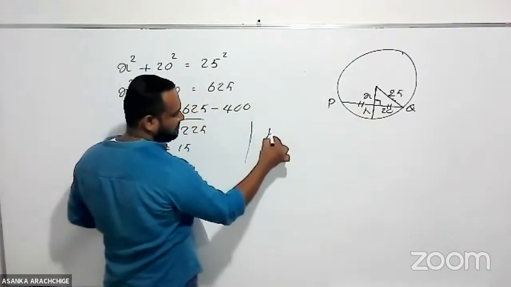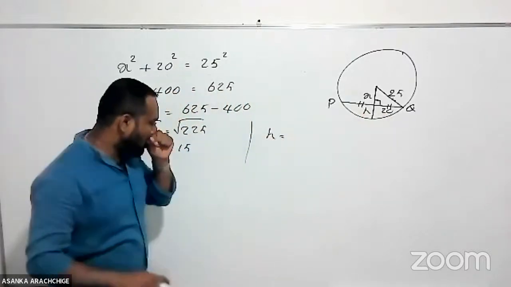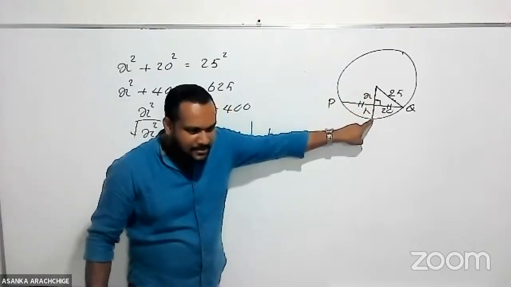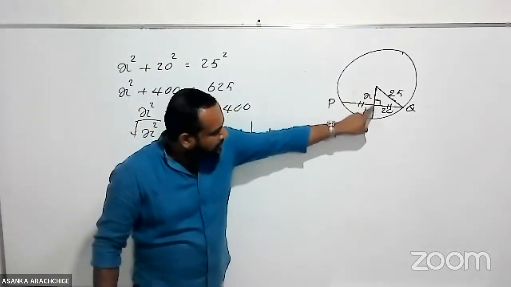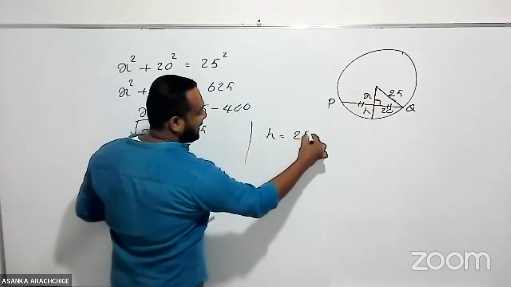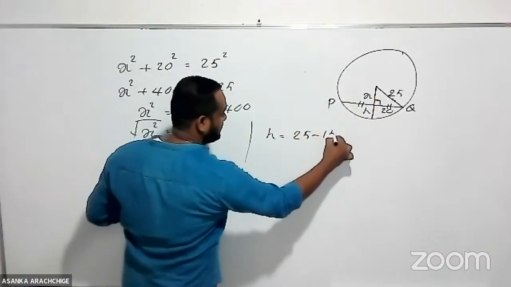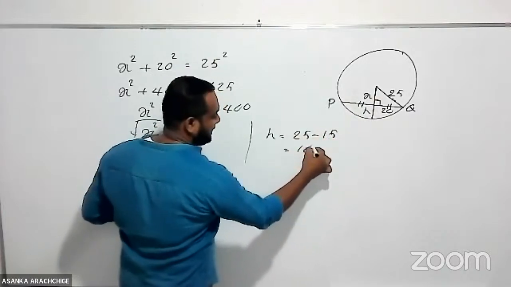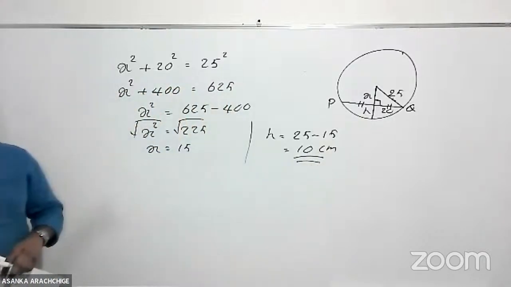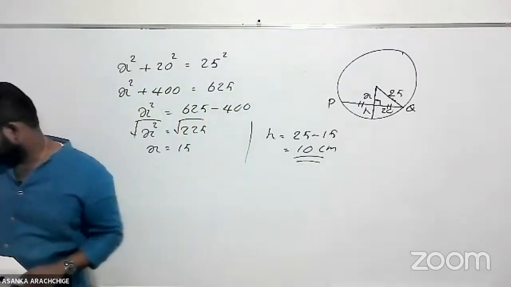Therefore, h equals, you know, this is also radius 25, then 25 minus x. 25 subtract 15, that is 10 centimeters. That is the easiest part.